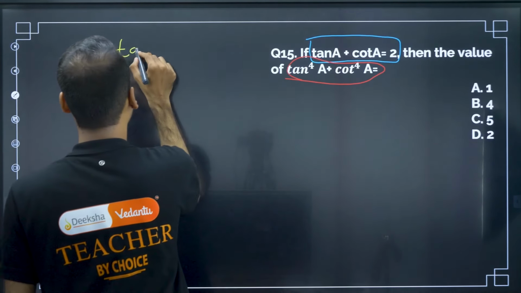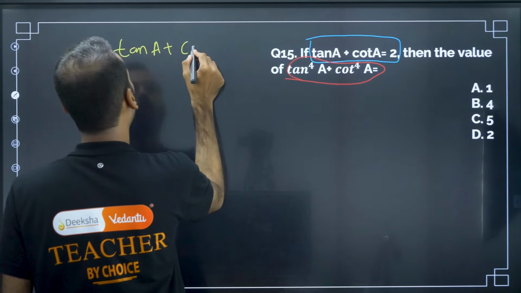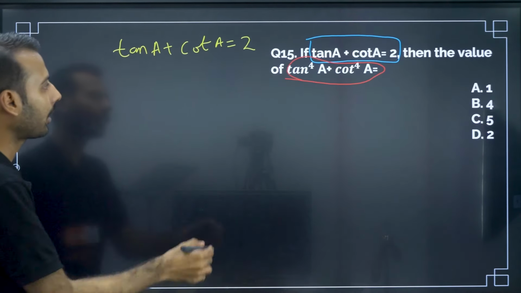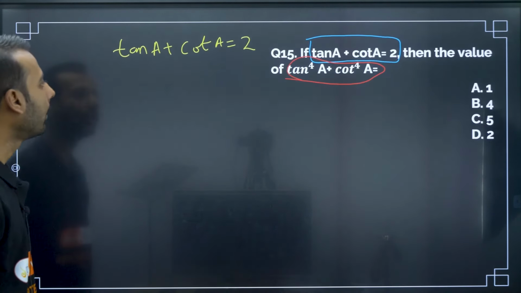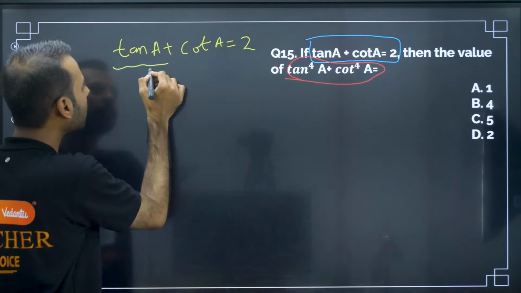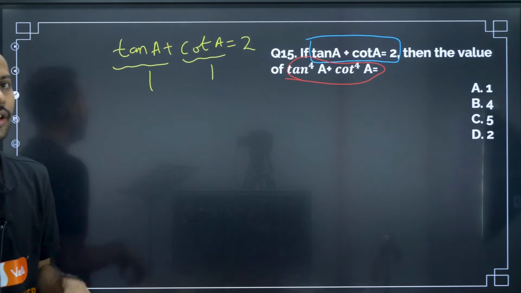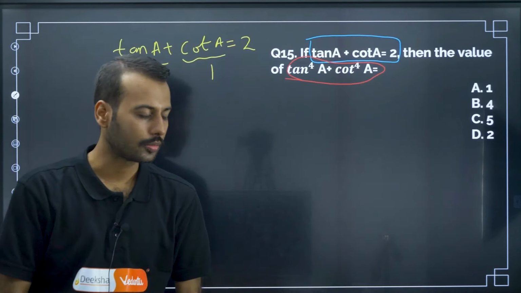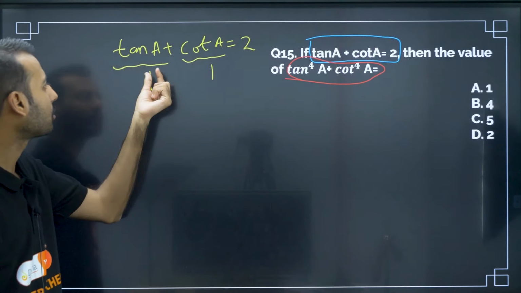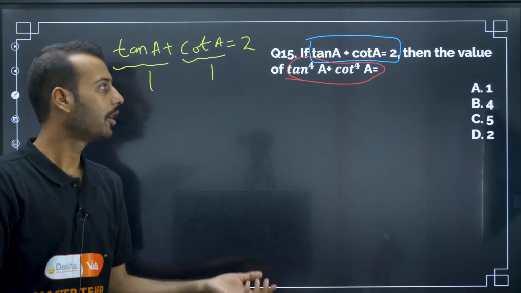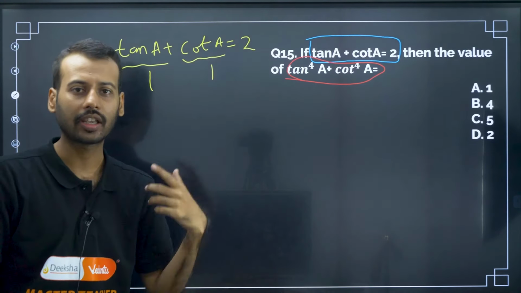Tan a plus cot a is equal to 2. They are asking tan 4a plus cot 4a. Now let me say this as 1 and this as 1. Tan a as 1 and cot a as 1. Now some students will object: Sir, why are you saying tan a is 1? It can be 0.5 and this can be 1.5. It can be 0, it can be 2. Yes, it can be anything.